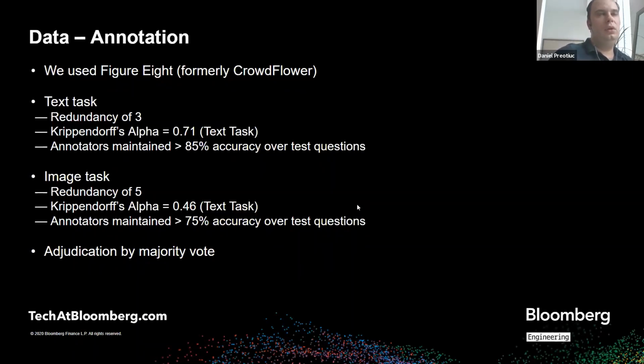So we looked at these 2 binary tasks. For annotation, we used Figure Eight, Crowdflower, or Appen, however you want to call it. For the text task, we collected data with a redundancy of 3. Inter-annotator agreement was 0.71. For the image task, this turned out to be much more challenging, so we increased the redundancy. You can see the inter-annotator agreement is lower, and we adjudicated the final labels by majority vote.